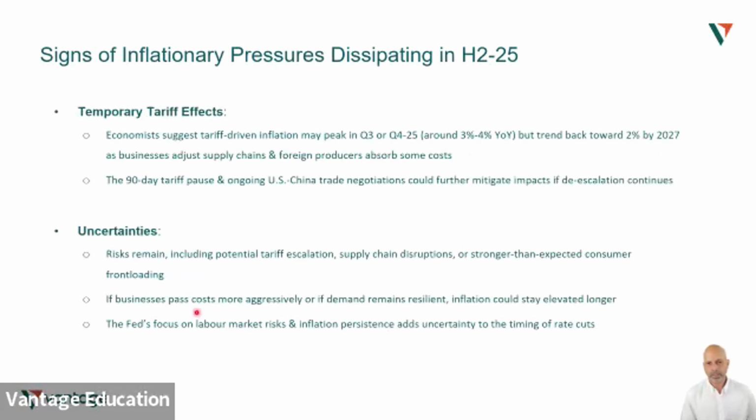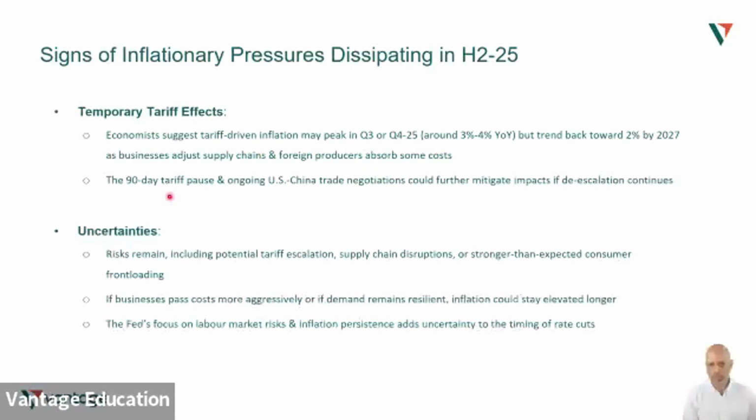Now, what are the temporary tariff effects? Many economists suggest tariff-driven inflation may peak in the third quarter or even as late as the fourth quarter of this year, but trend back downward by 2026, 2027, as businesses adjust supply chains and foreign producers absorb some costs. Now, the 90-day tariff pause and ongoing US China trade negotiations, US European Union trade negotiations could further mitigate impacts if de-escalation continues. Of course, uncertainties remain.